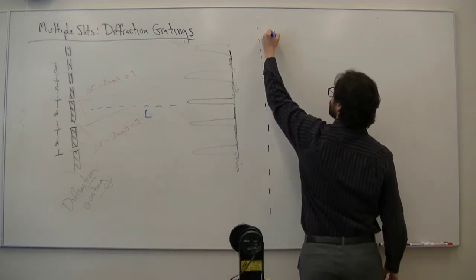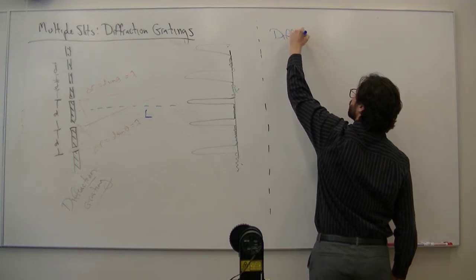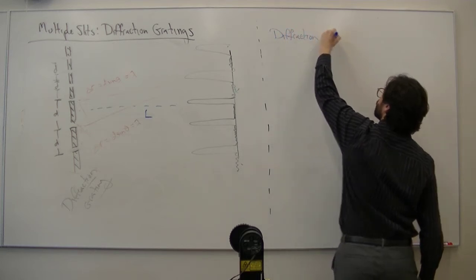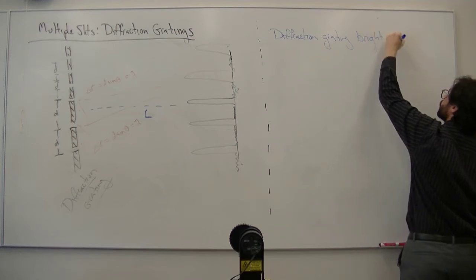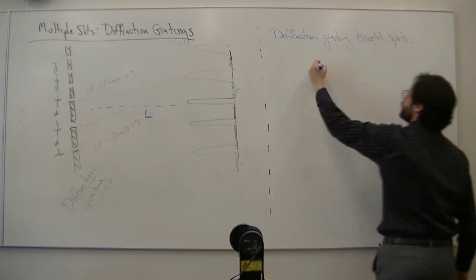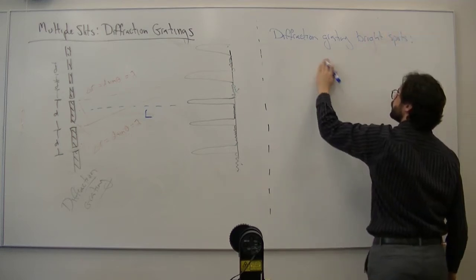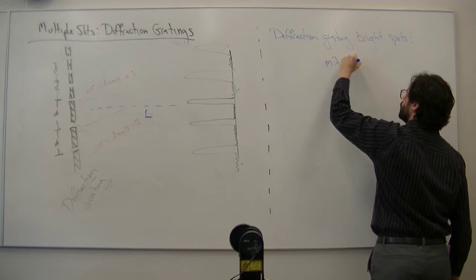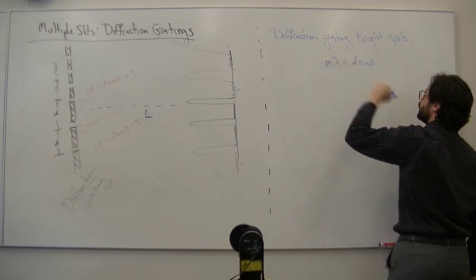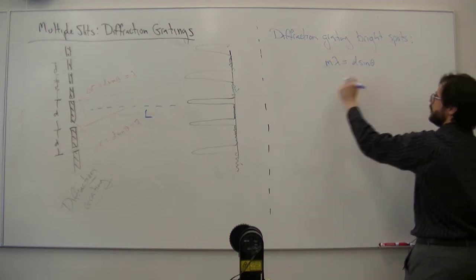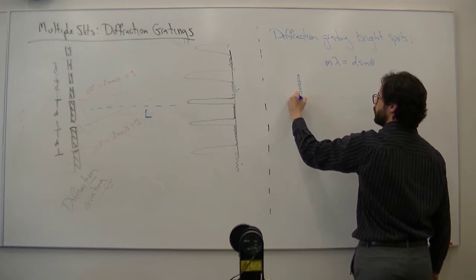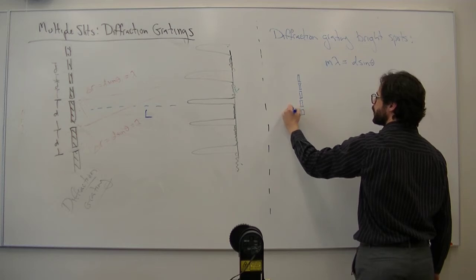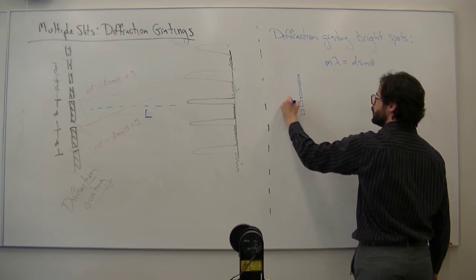So for a diffraction grating, the bright spots are still m lambda equals d sine theta. But in this case, the d is the distance between any two peaks. So I'll sketch it a little bit better than I did over there. All these things are separated by distance d.